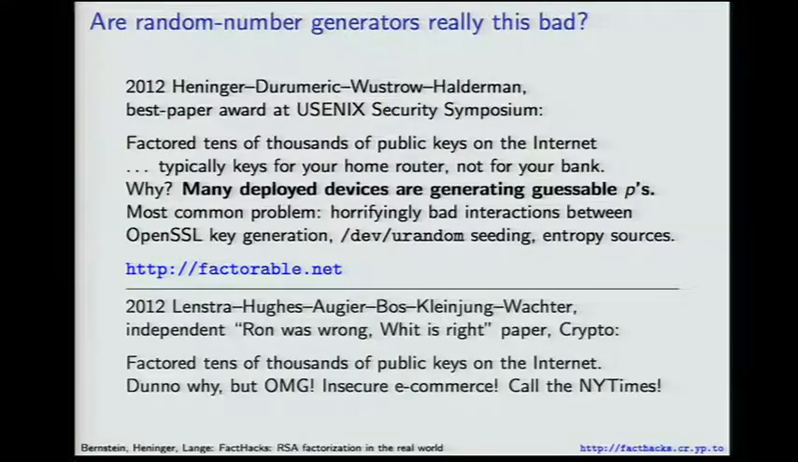There was, at the same time, another team that, within days, announced the same result. They independently did the same computation. They said, yeah, we've also downloaded a bunch of keys and factored as many as we could with basically the same algorithm. And so at the end of it, yeah, we factored tens of thousands of keys. That paper has no analysis. So they're like, yeah, there's keys. They share primes for some reason. I guess e-commerce is dead, got to change your bank keys, call the New York Times.